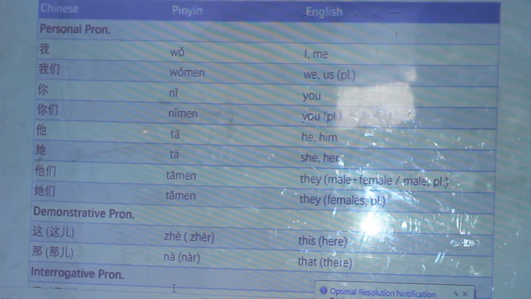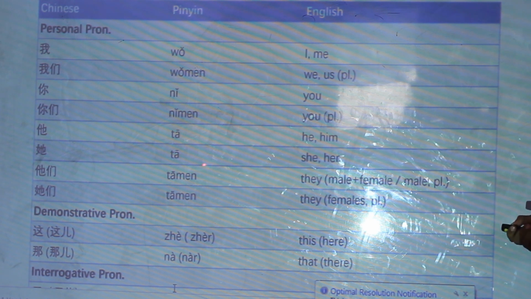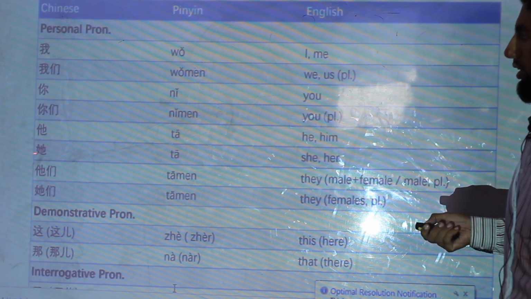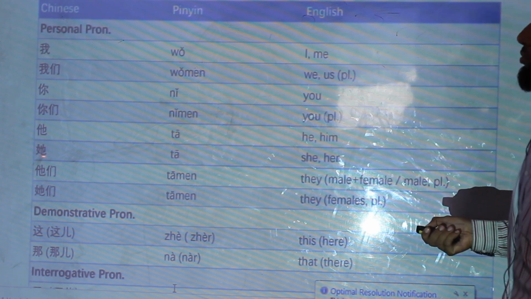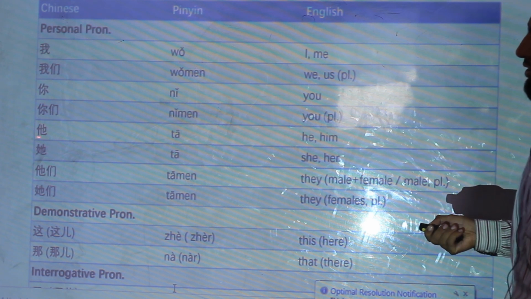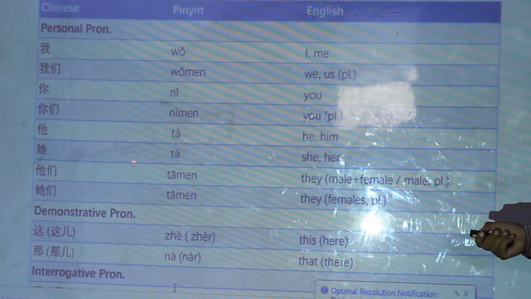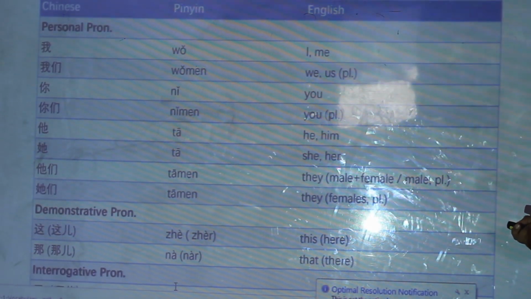Okay, ta. Ta means he or him. Ta also means she or her. The pronunciation is the same but the character is different. If you consider this ta, it is used for male, he or him. And this ta is female. There is a character variation. The pronunciation, spelling, and tone are all the same, but the character is different. Very good. She or her.